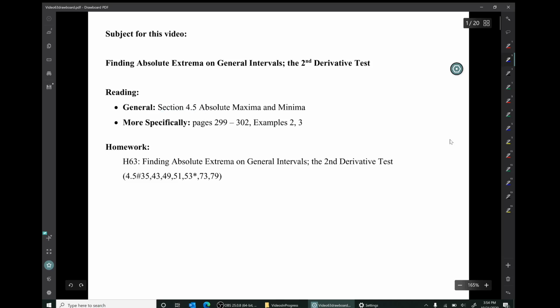The corresponding homework is this collection of exercises from section 4.5. The asterisk on this problem indicates that it's not in the MyLab system, but it's a good problem and it's good to study. I'll actually be doing an example in the video that's similar to problem number 53.